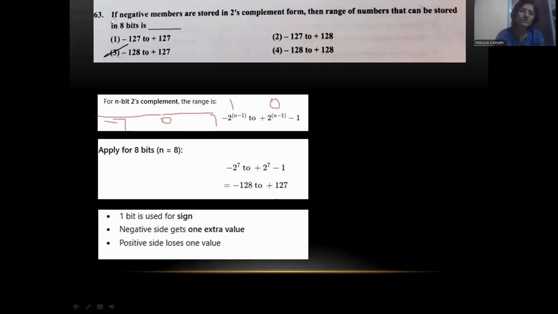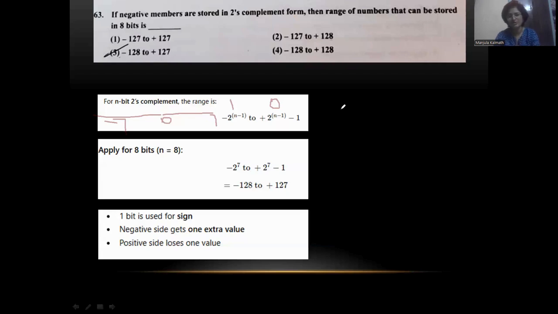Likewise, suppose now we have 4 bits. We have to take 0 to minus 3 and 0 to plus 3, that is minus 2 raised to 3 to 2 raised to 3 minus 1. The answer for the 8-bit case will be minus 128 to plus 127.